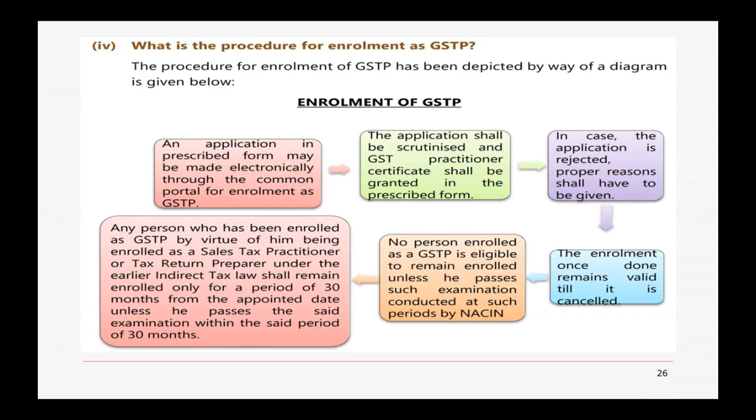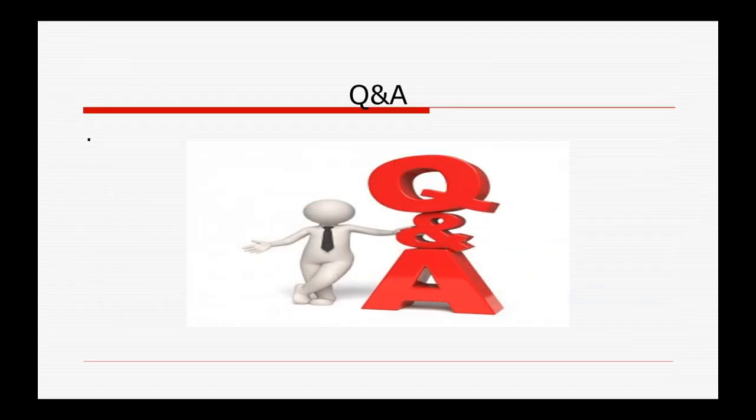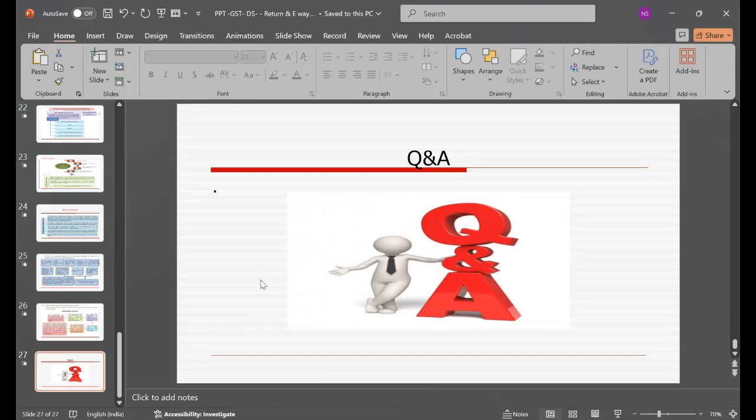Any person who has been enrolled as GSTP by virtue of being enrolled as a sales tax practitioner or tax return preparer under the earlier indirect tax law shall remain enrolled only for a period of 30 days, but subsequently they have to go for the examination. No person enrolled as a GSTP is eligible to remain enrolled unless he passes the examination conducted by NACIN. So these are the qualifications required.